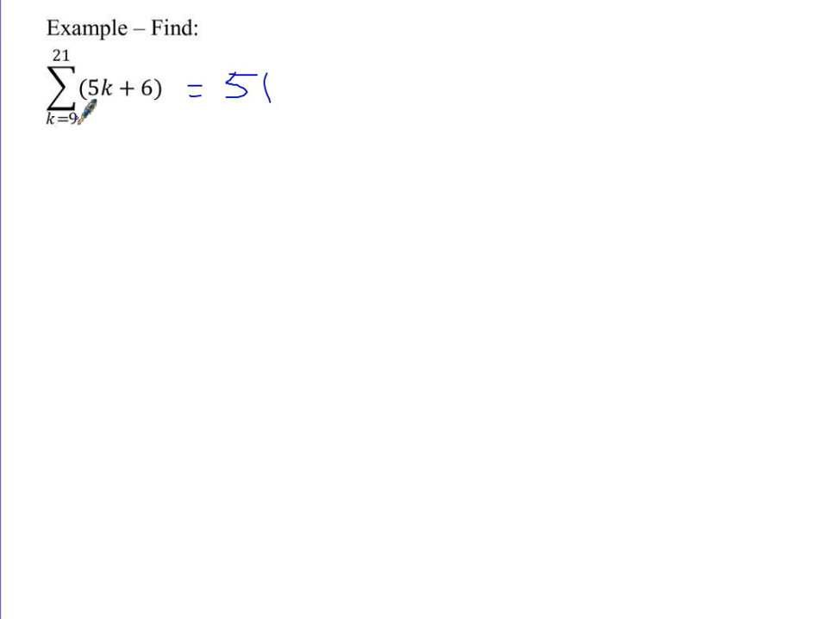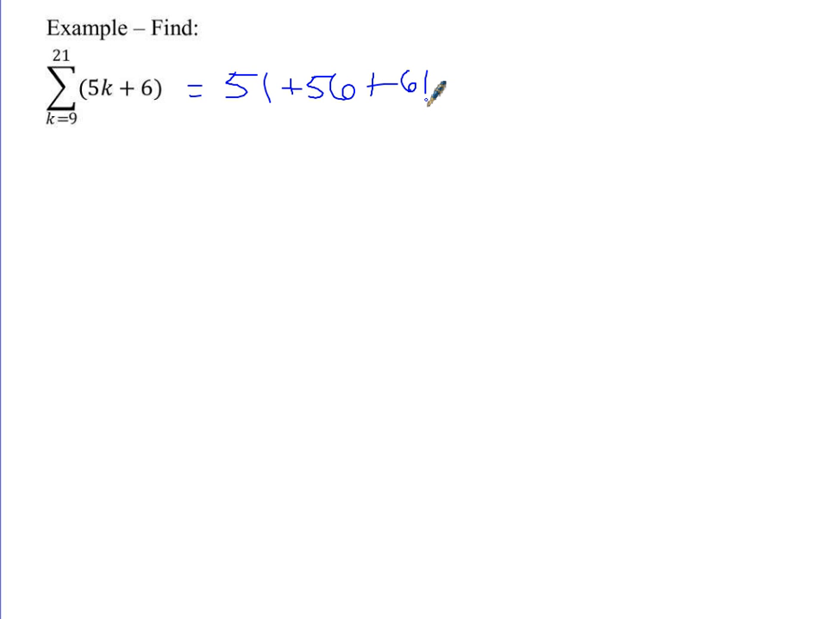Now I add 1 to the 9 and I get 10. 10 times 5 is 50, plus 6. So I'm going to write plus 56 because this is a sum. We're adding all these terms together. Plus, change the 10 to 11. 11 times 5 is 55, plus 6 is 61.